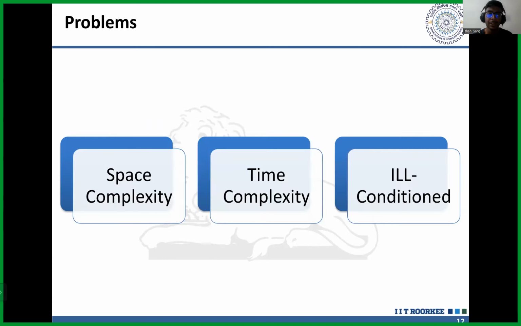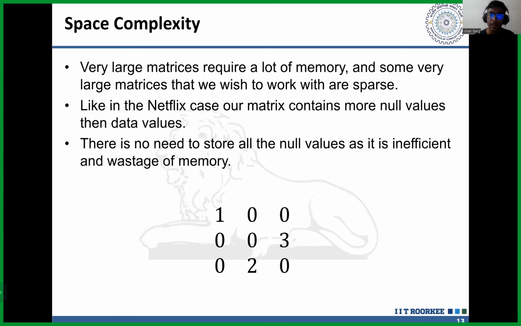The main three problems with sparse matrices are space complexity, that is the amount of space they take; time complexity, the time taken for solving operations on sparse matrices; and one of the most important, a lot of sparse matrices are ill-conditioned. That is, it is difficult to solve a linear system containing sparse matrices. So let's first have a look at space complexity.